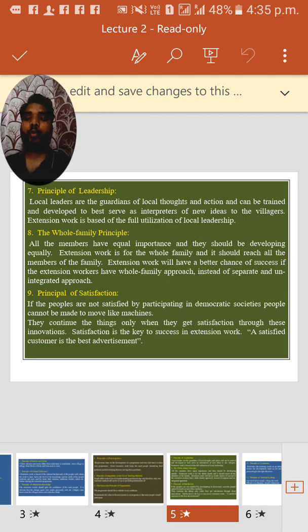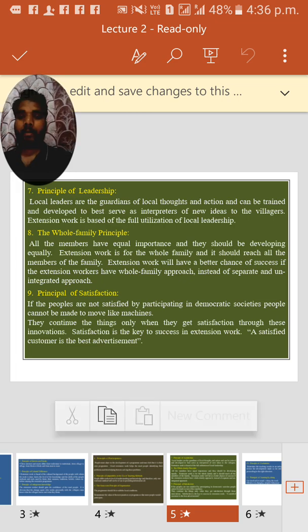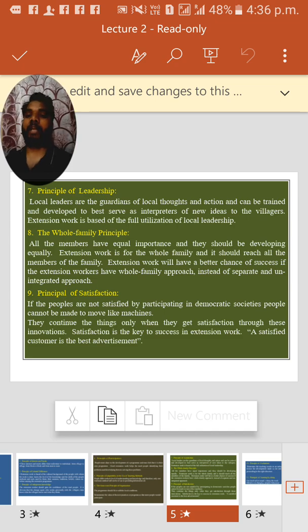Extension work is for the whole family and it should reach all the members of the family. Extension work will have a better chance of success if the extension worker has a whole family approach instead of a separate and unintegrated approach. In this whole family approach, the focus should be that each and every family participates in the extension activity, in the extension program.